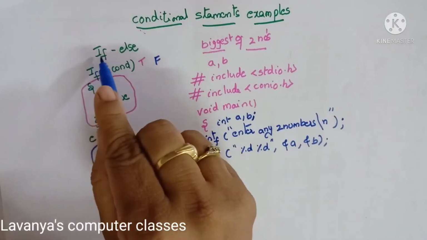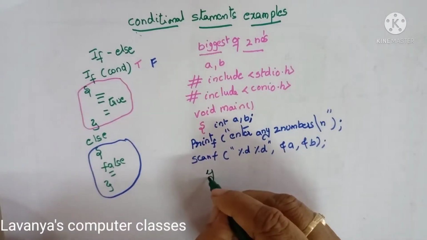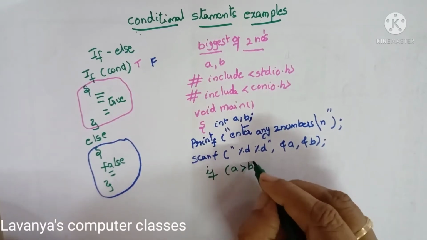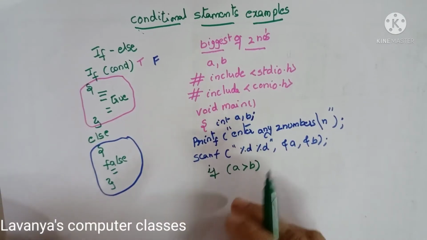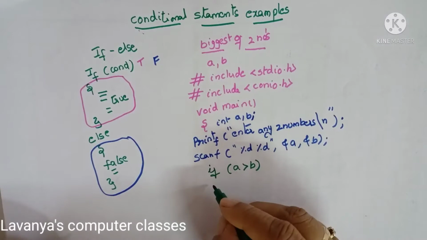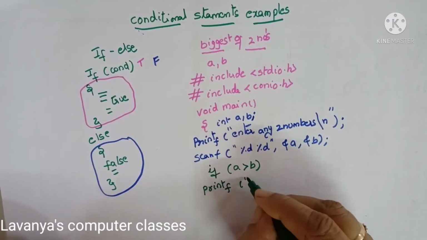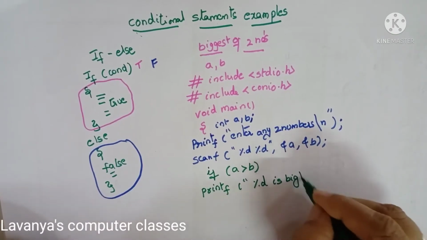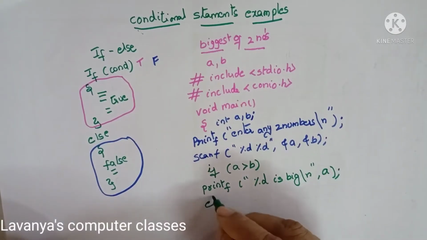Now in these two numbers, you have to check which number is bigger. If we want to check anything in C language, we need the if statement. So the if condition is a greater than b. Either this condition is true or false. If the condition is true, that means a is greater than b, then what you have to write? The true block statement is printf "%d is big\n", comma a, because a is big.